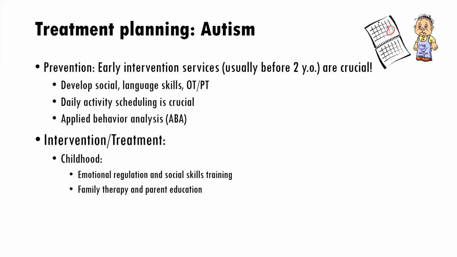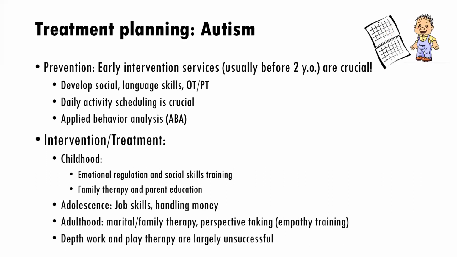In terms of what you might do in childhood, though, with a child who has, say, autism, emotional regulation and social skills training matters, and so working on that with the child can be very helpful. Family therapy and parent education can be a major component. The family may struggle with the fact that the child has that diagnosis. We actually have a slide coming up about how to do that.